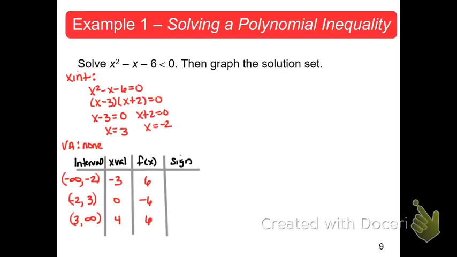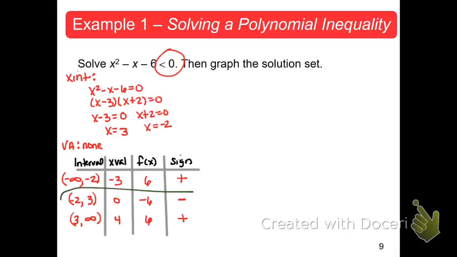So we know that since the first one there, the 6 is positive, it's going to be a plus. Negative 6 is negative, and positive 6 is positive. Now, you look back at your problem. Your problem had less than or equal to 0. What kind of numbers are less than or equal to 0? Negative numbers. So you go back into your table here and you find, where do you have a negative sign?